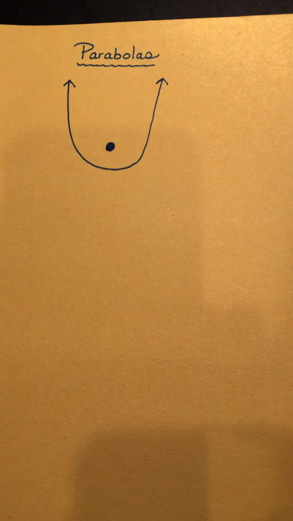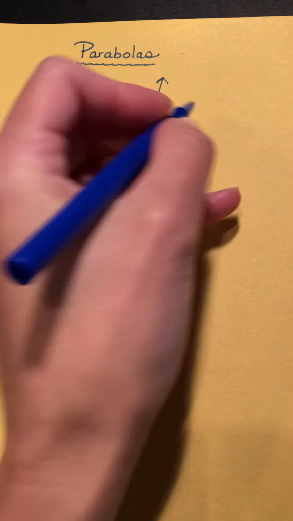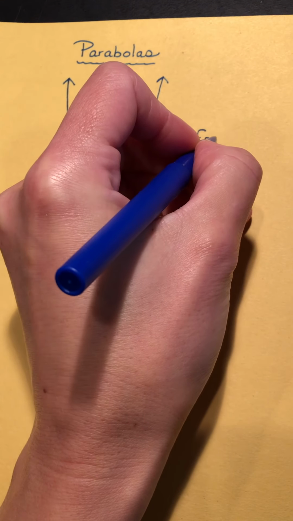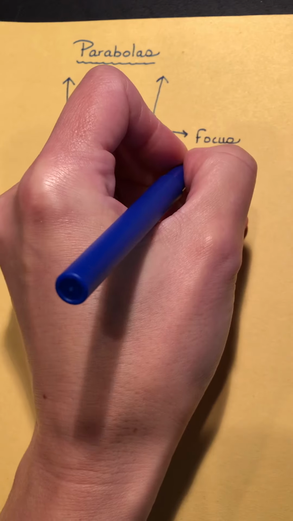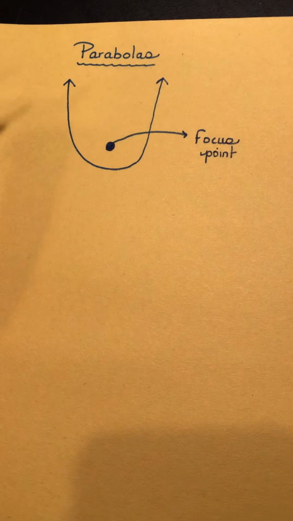Now, what's interesting about a parabola and something that you don't know is that all parabolas contain what I like to call this magic point here. This point is called the focus. Okay, and this is the actual name of it. It's called a focus point. And it's something that you have not learned about yet. Okay, so what's so special about this focus point?